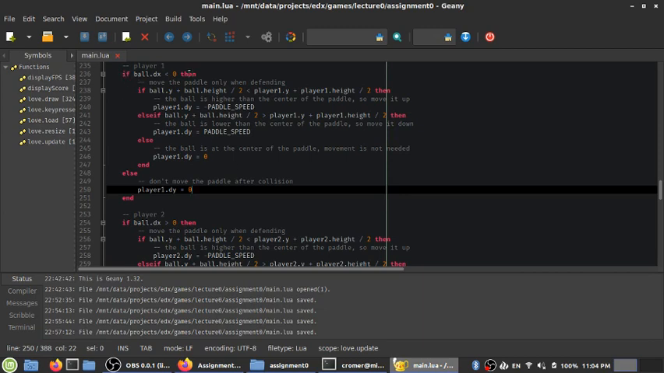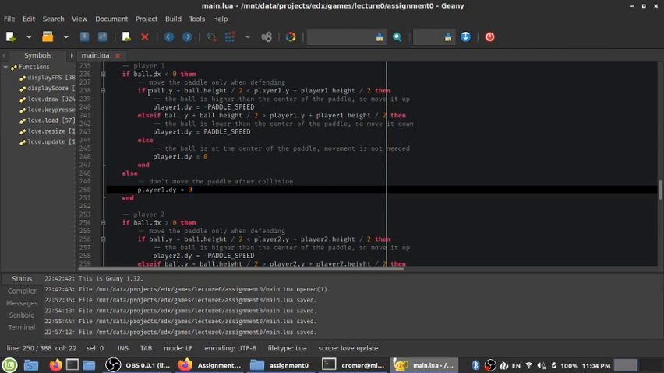First, we do a check here. We get the direction that the ball is going by seeing if it's less than or greater than 0. If it's less than 0, the ball is moving to the left. If it's greater than 0, the ball is moving to the right. Obviously, if it's 0, the ball just isn't moving. So, in this case, if the ball is moving to the left, then the left paddle needs to defend, so that the ball doesn't go past its side.